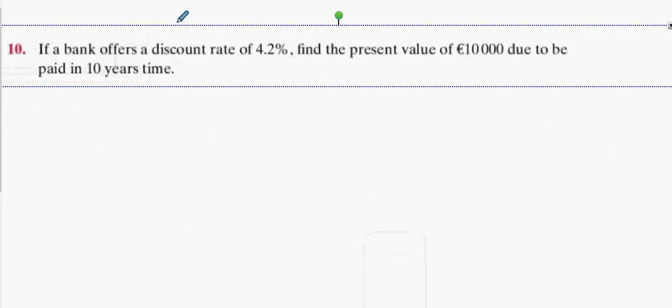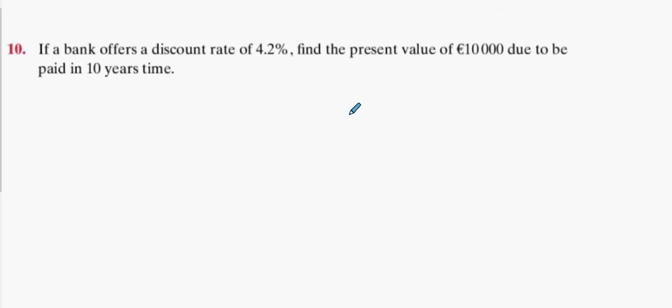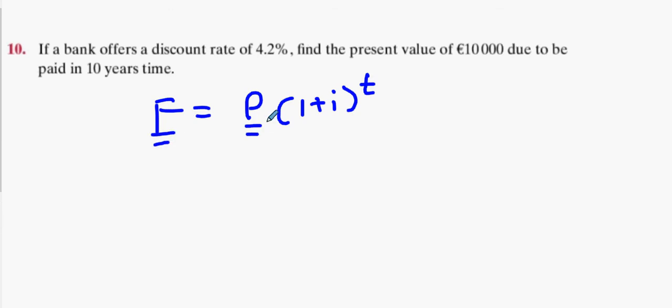Now, F equals P(1 + I) to the power of T. F is the final amount, P is the amount you invest at the start, I is the interest you're given, and T is the amount of time that it's invested in the bank. Now, we know T equals what, guys? 10.